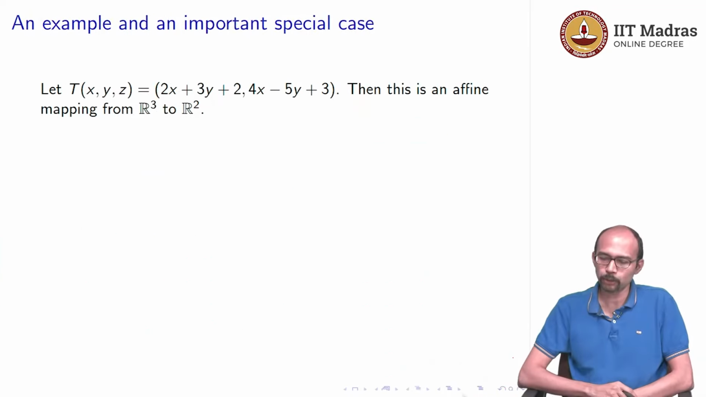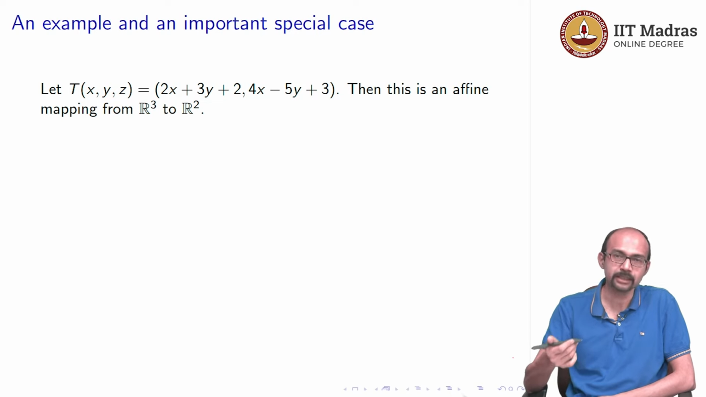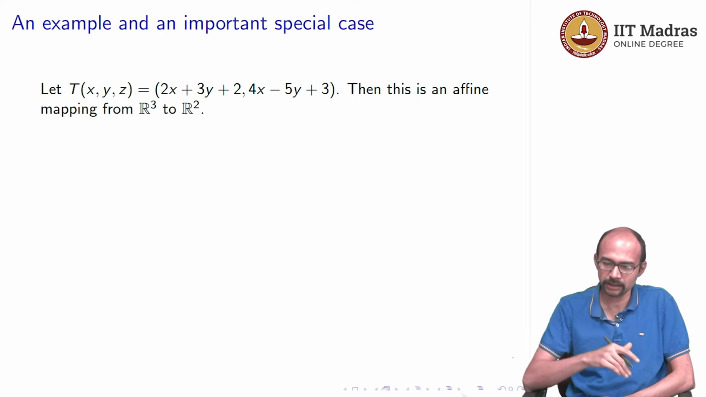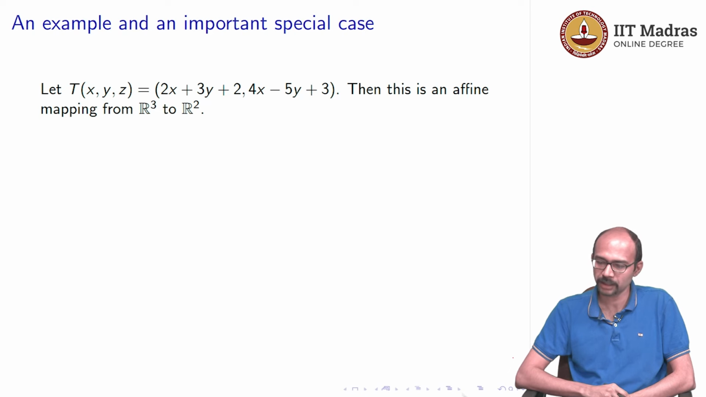Okay. So, suppose you take t of x comma y comma z to be, maybe I should not have used t, let us call it f maybe, since I am using t in the previous slide for linear transformation. So, let t of x y z be 2x plus 3y plus 2, 4x minus 5y plus 3. This is not a linear transformation. Why is that? Because if you look at t of 0 0 0, then it becomes 2 comma 3, and we know if it is a linear transformation it would have been 0 comma 0. So, this is not a linear transformation, but this is an affine transformation.